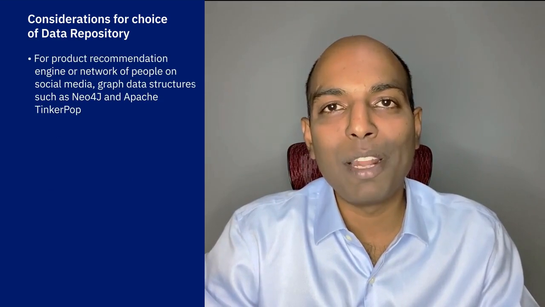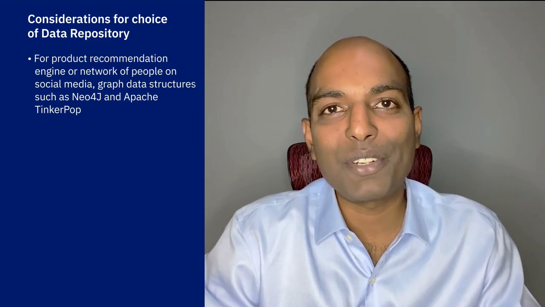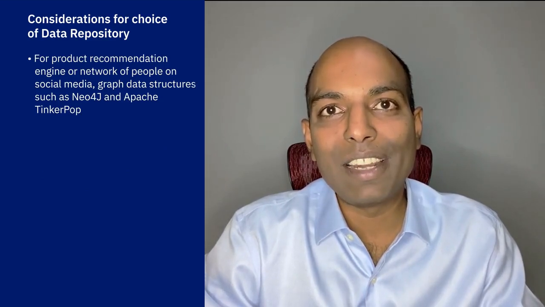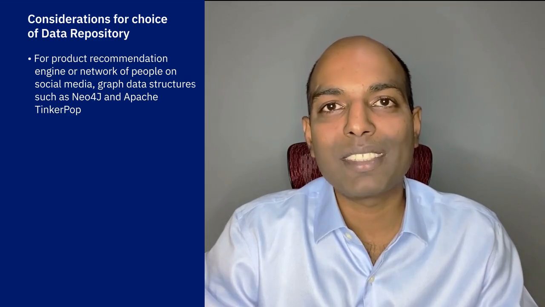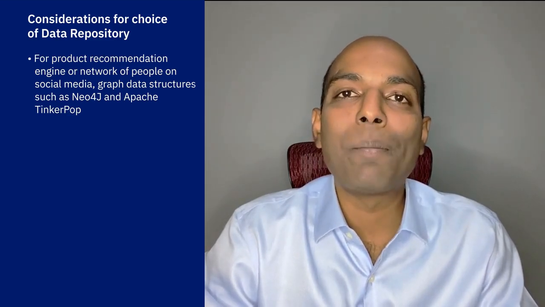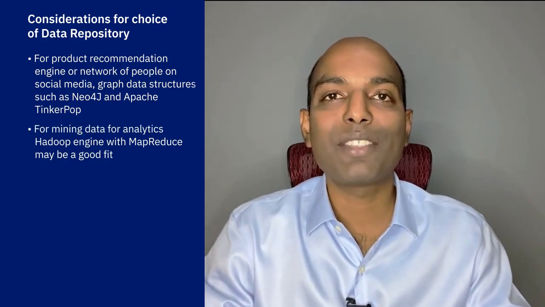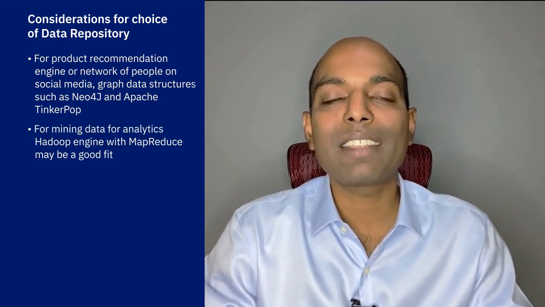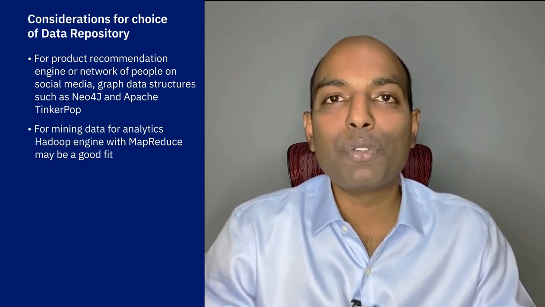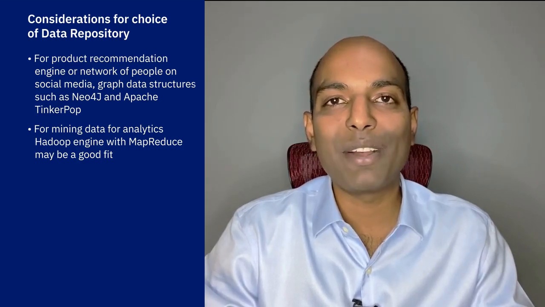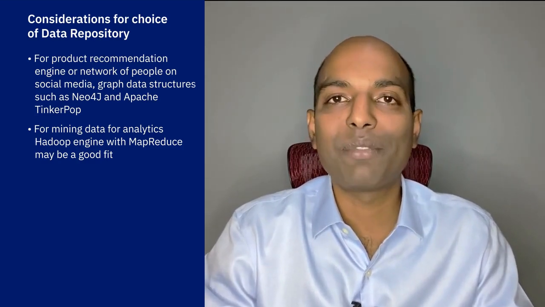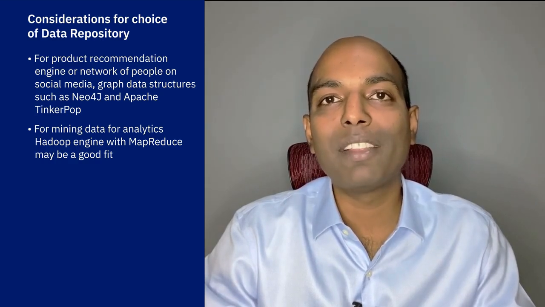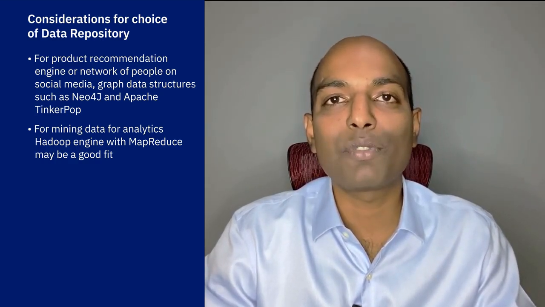At the same time, if you're trying to build product recommendation engines or trying to show the network of relationships between different people on social media, then graph data structures such as Neo4j or Apache TinkerPop would be an ideal fit for you. At the same time, if you're mining through terabytes or petabytes of data for analytics, Hadoop engine with MapReduce would be a good fit for you. So it really boils down to the nature of the application and the volume of the data and the structure of the data before you can pick the right database or data source for your use case.